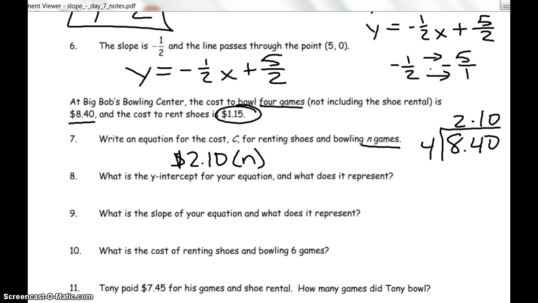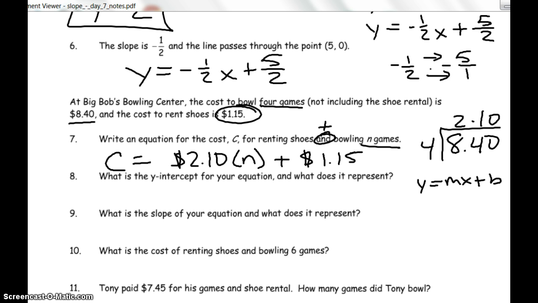We're not sure what this is. But then there's another thing. So we're considering this as it's just us. There's only one pair of shoes to rent. So we're going to add. So we can either put that in the front or the back based off of the commutative property of addition. I'm going to put it in the back because I can kind of tell that we're starting to get a linear equation. So we have C equals 2.10n plus 1.15, which is similar to y equals mx plus b.